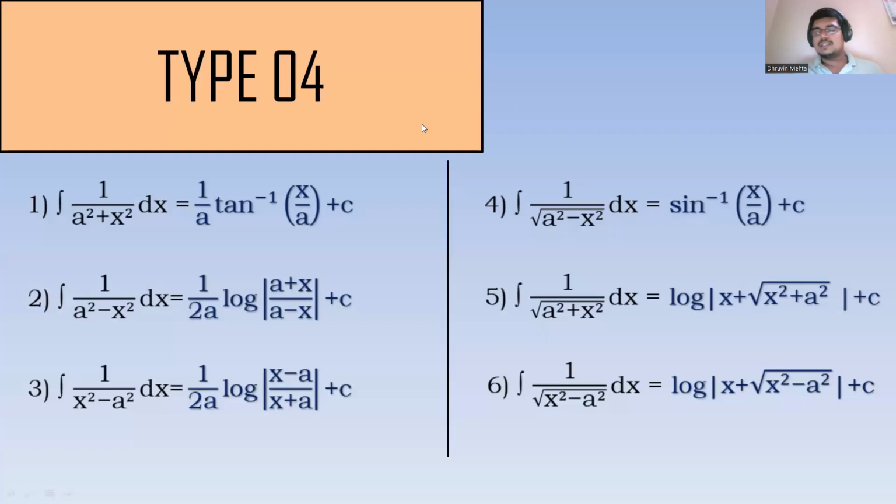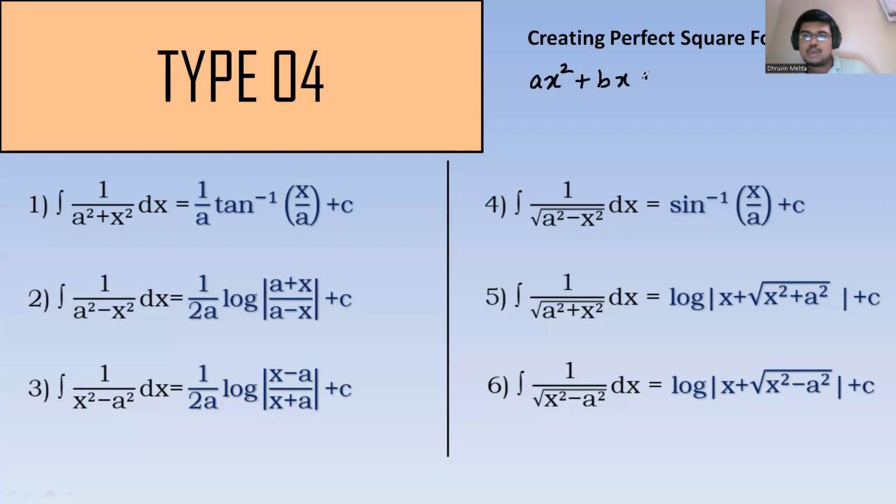Other than this, guys, there's one more thing which we have to discuss. Creating a perfect square, because this is going to be very useful for us. Now, you might have already studied this formula. Let's say we have a quadratic expression like ax square plus bx plus c. Do you guys know the formula for creating a perfect square? There is a formula for the third term. Do you know that formula? Yes. So what is the formula?